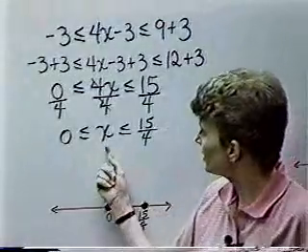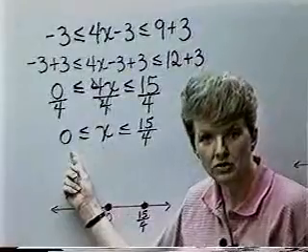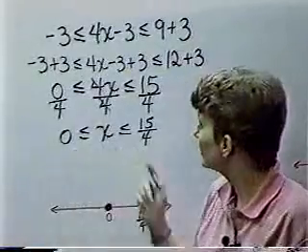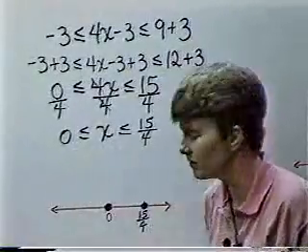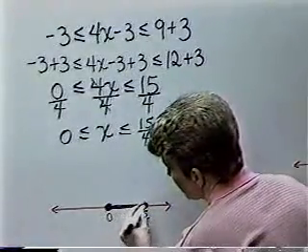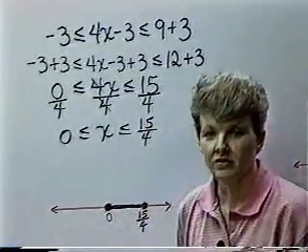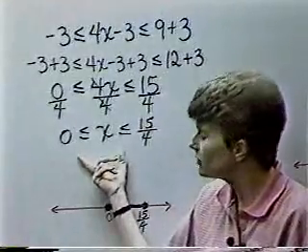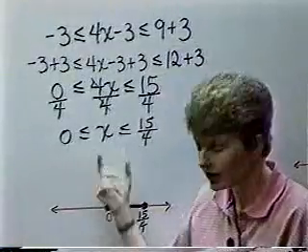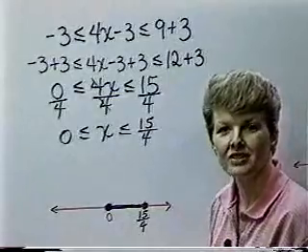And then once again, this would be all x, or all real numbers, greater than or equal to 0 and less than or equal to 15/4. So that would be all numbers between 0 and 15/4 and including 0 and 15/4. Here's the solution to that compound inequality, and here's the graph of the solution. Let's look at another example.